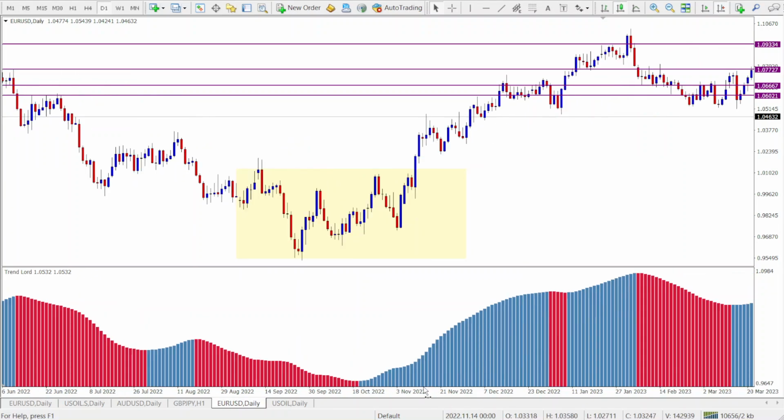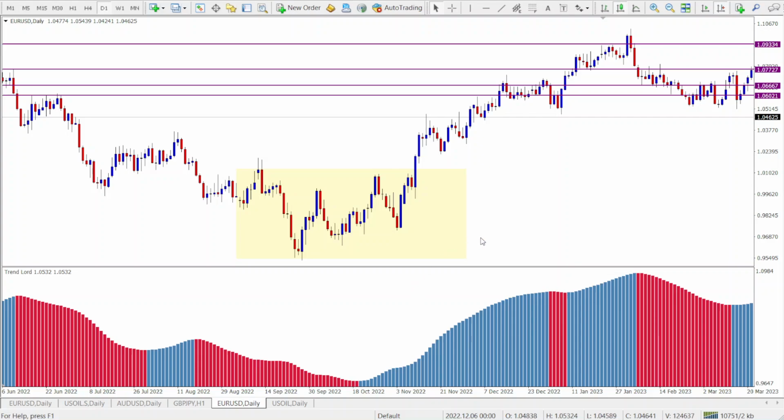But when the bars began to increase in length, we finally had a breakout, and this would have been a good opportunity to enter a buy after the breakout has been confirmed. When you enter a buy, you can set your stop loss below the breakout point, perhaps below here, and then you can set your take profit at resistance zones, or you can wait for the red bar to form. So you can use this indicator for trading breakouts, or you can trade in the direction of the trend. You can use it for trend following strategies or for breakout trading strategies.